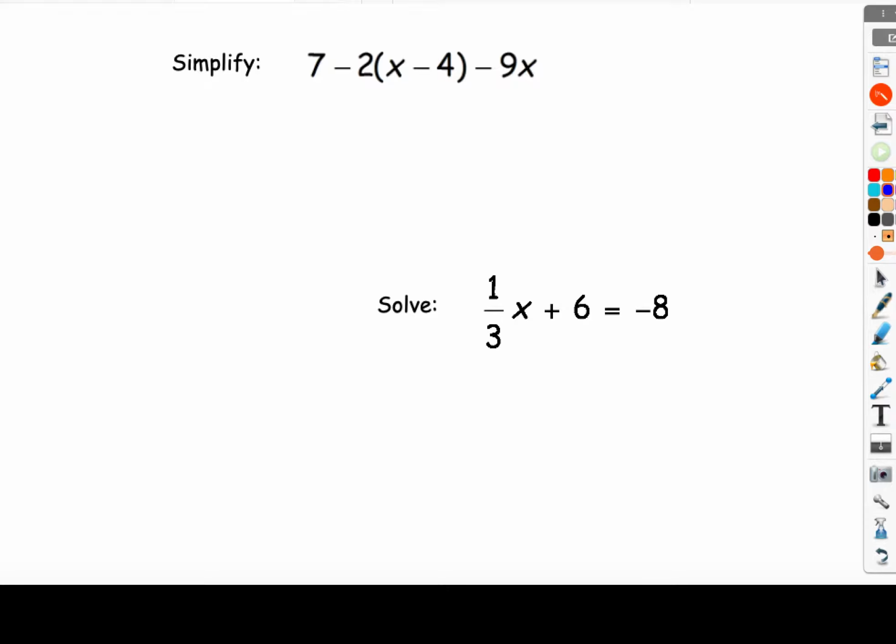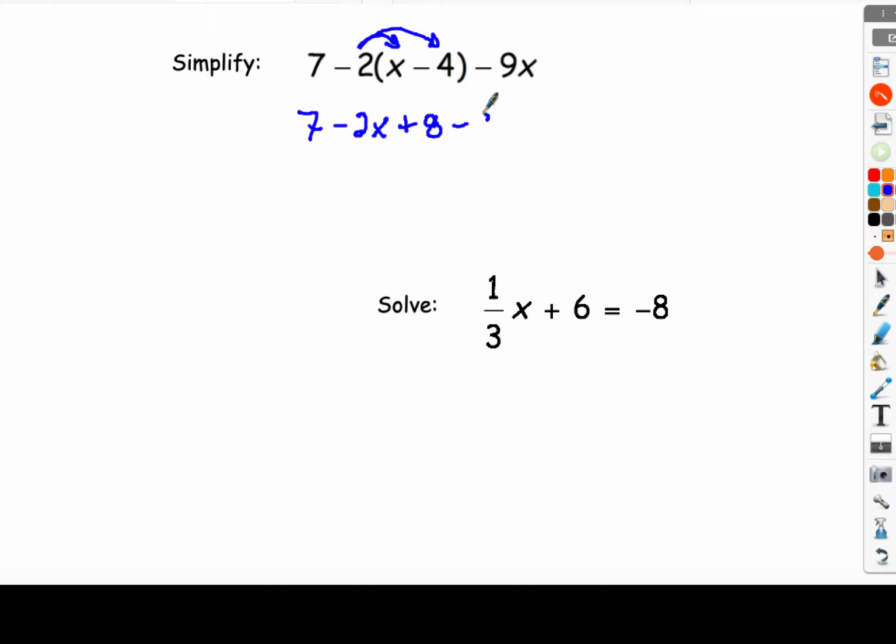Just a quick review here: in the expression up top, you'll notice there's no equal sign. I'm not going to be able to solve for x, but I can at least simplify. Notice those parentheses. I can do a little distributive property. I'm going to leave this 7 over here, but negative 2 times x would be a minus 2x. And again, don't forget your negative. Negative 2 times negative 4 is going to be a plus 8.